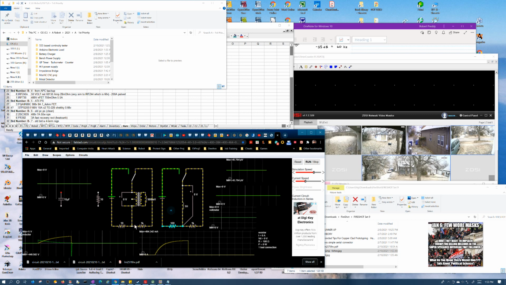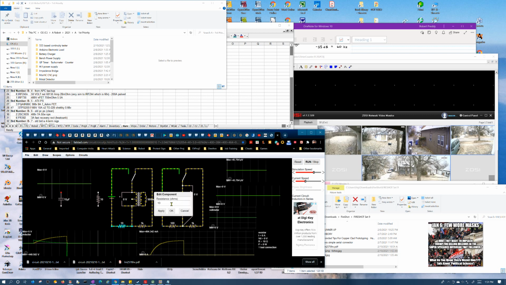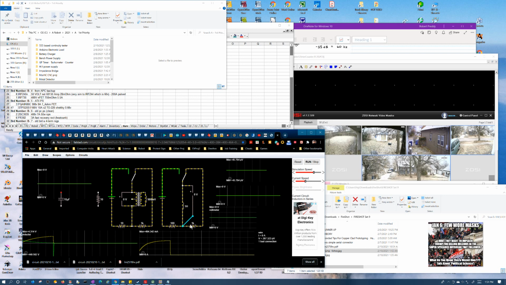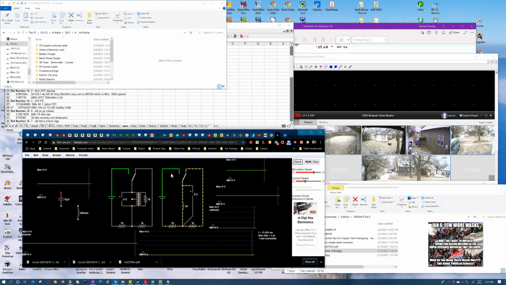Now let's just switch over to 100 ohms here. Well, actually, again, okay. Reset it.